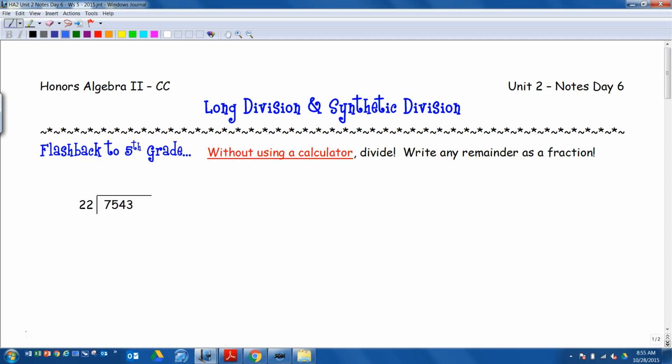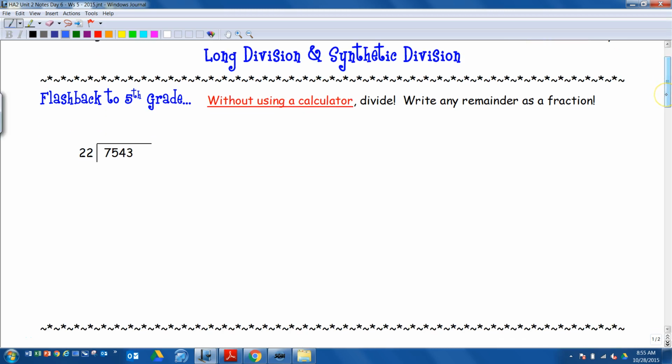Alright guys, we're going back in time to 5th grade, 4th grade, whatever grade you did long division. We're going to, without using a calculator, divide and then write any remainder as a fraction. So to do long division, again, you figure out, does 22 go into 7 at all? No times, because 7 is smaller.